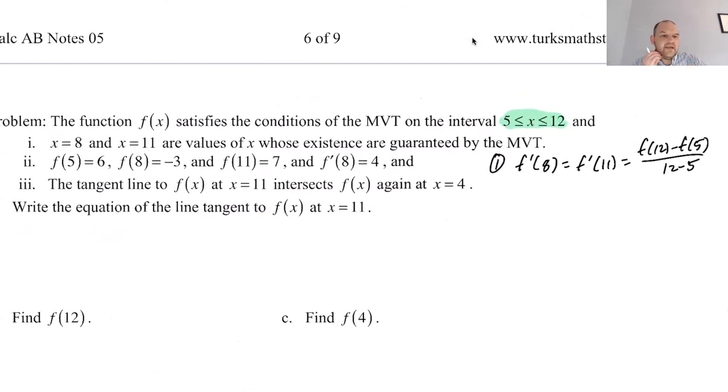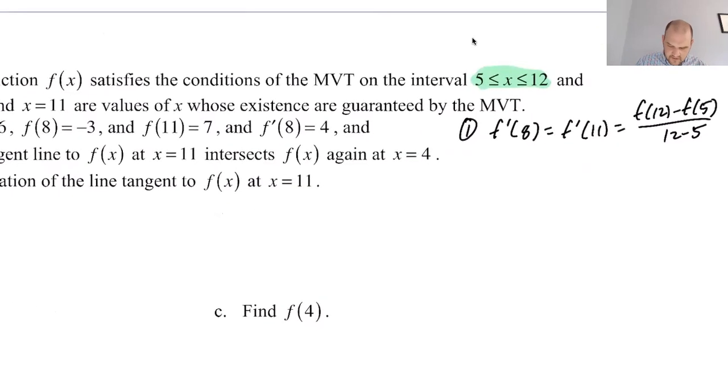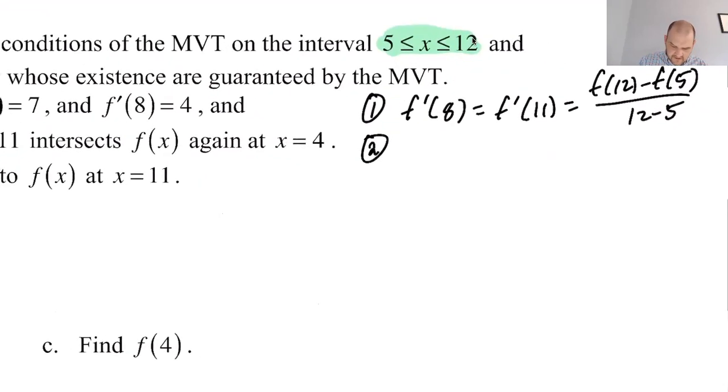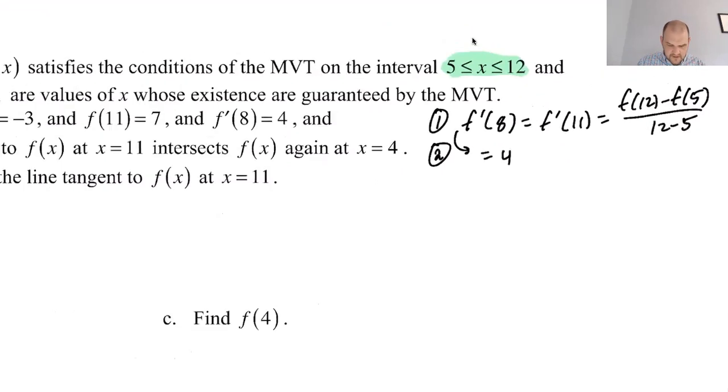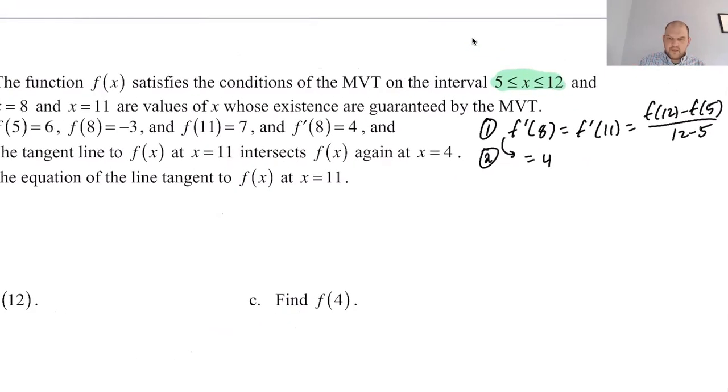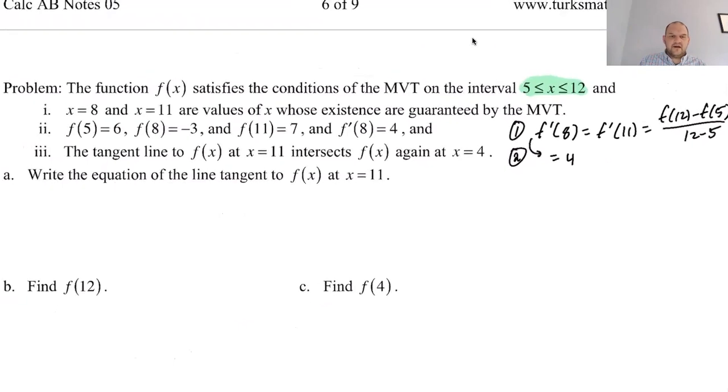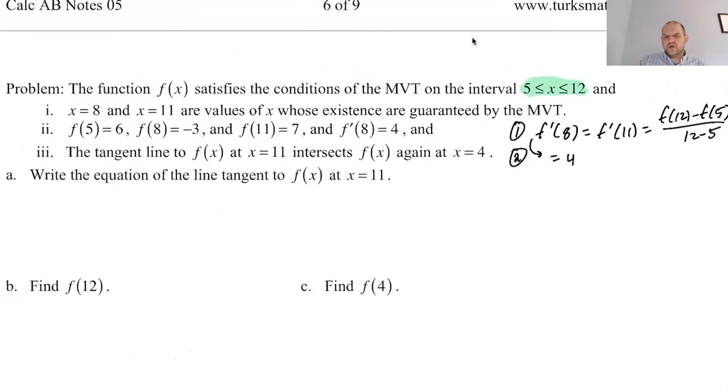Now, number 2 says f of 5 is 6, f of 8 is negative 3, f of 11 is 7, f prime of 8 is 4. So what's that telling us? That's telling us that all of this stuff is equal to 4. Because we are told that f prime of 8 is 4, which means f prime of 11 is 4, which means f of 12 minus f of 5 over 12 minus 5 is 4. So we know a lot of stuff there. We also know those other random values, which will probably be useful.